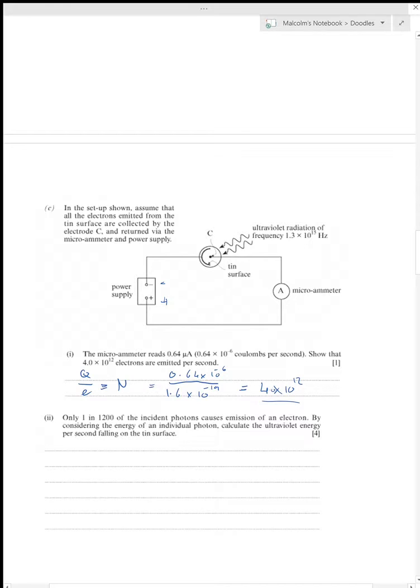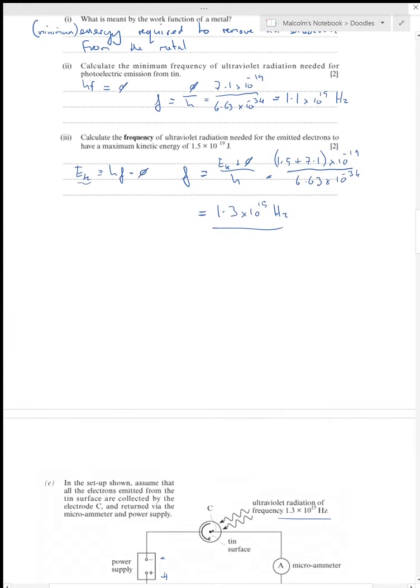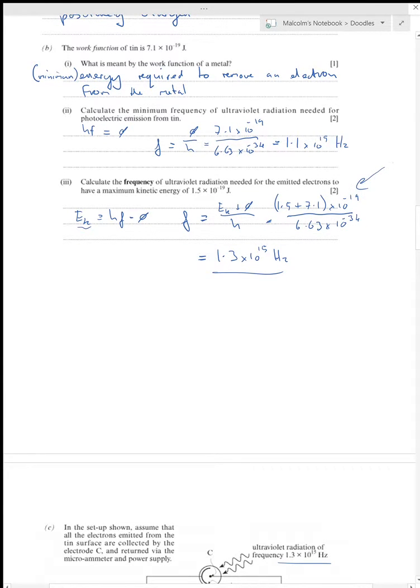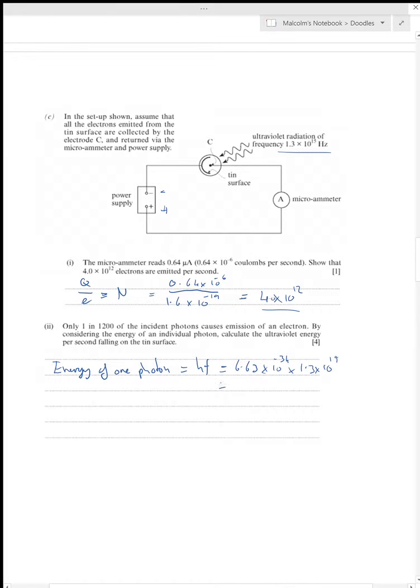Only 1 in 1,200 of the incident photons causes emission. By considering the energy of an individual photon, calculate the ultraviolet energy falling on the tin surface. So I am given the frequency of the radiation. It is 1.3 times 10 to the 15 hertz. So energy of 1 photon equals hf, so 6.63 times 10 to the minus 34 multiplied by 1.3 times 10 to the 15. And actually my previous answer, if I look at the calculation I did here, I can see that when I multiply those two together, I've got 8.6 times 10 to the minus 19. And that is a number of joules.